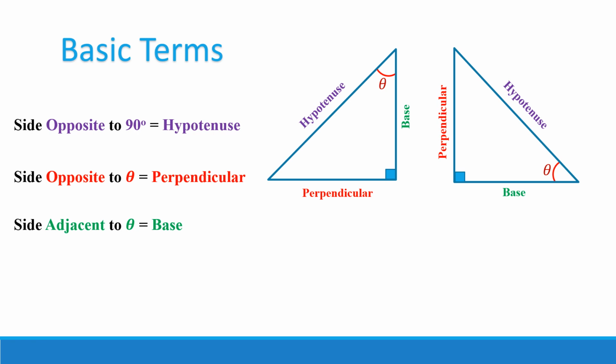In some books you may find that instead of base and perpendicular, they simply write side opposite to angle, side adjacent to the angle. So that is also a way of telling the sides of a right angle triangle.